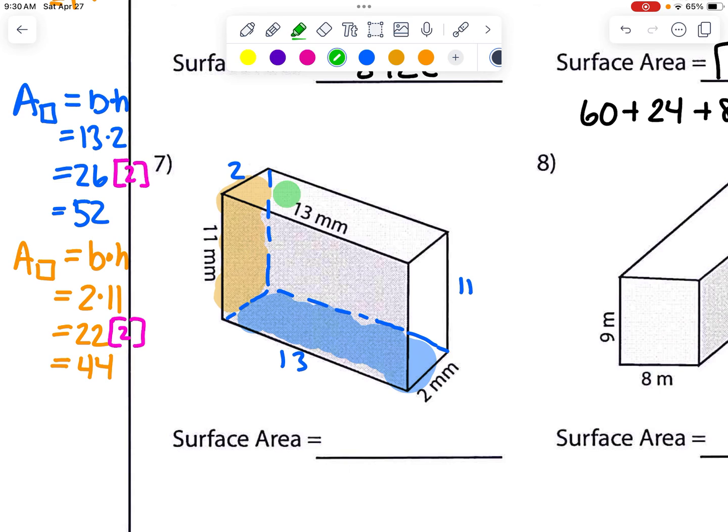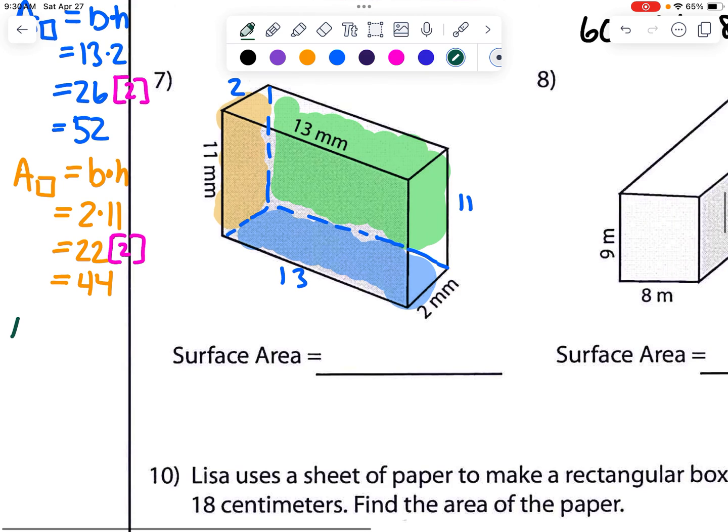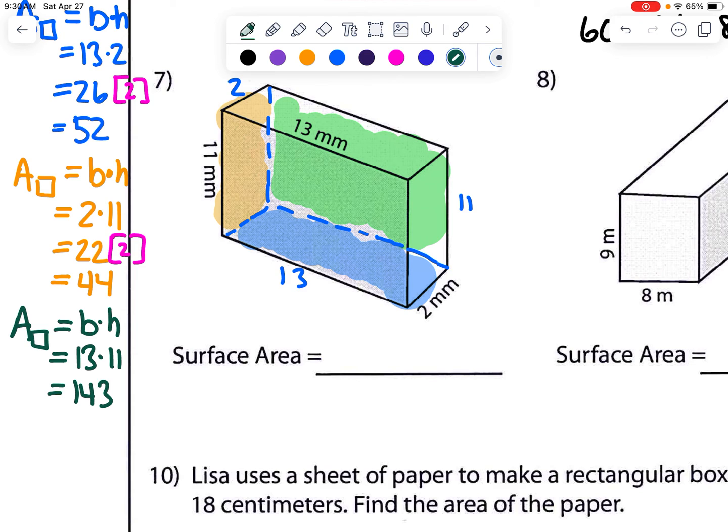All right, now let's focus in on the green here in the back, okay? This green has a dimension of 13 by 11. So we have base times height. We have 13 times 11. 13 times 11 is 143. And if the back is 143, that means the front is 143 as well. So times that by 2 to get 286.